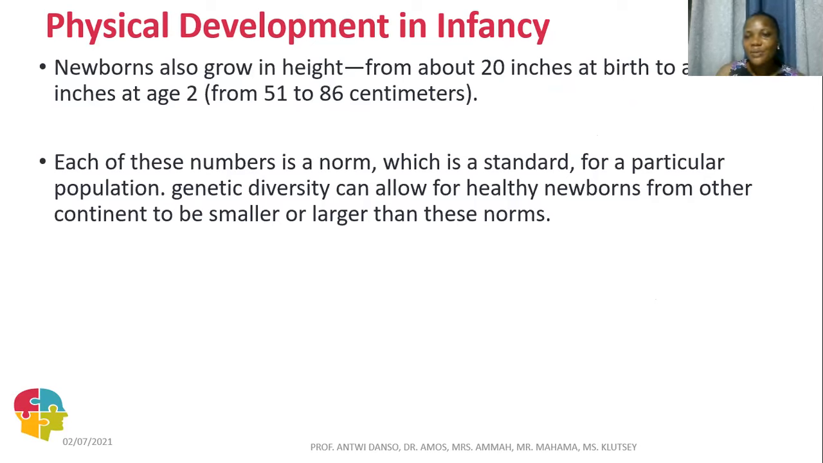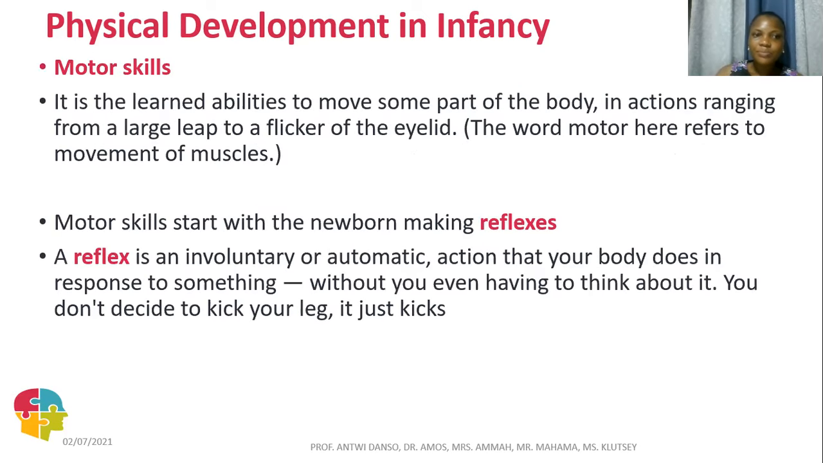Now, aside from increase in weight, the child also increases in what, height. So from about 20 inches from birth, by the time that children are 2, they should be between 51 to 86 centimeters. Remember that these numbers are just norms, and that people can vary based on genetic diversity and even the race of the individual. So every race or every group has their own norms, but averagely for Africans by age 2, the child should be around 51 to what, 86 centimeters.